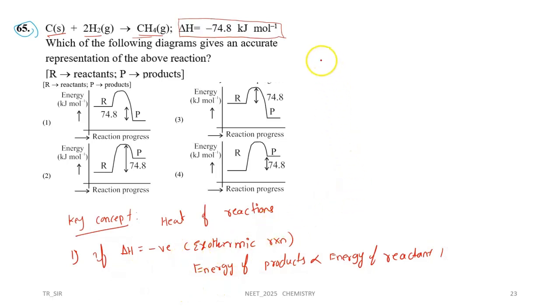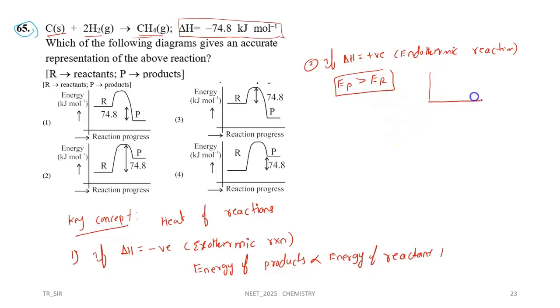Now, in case 2, if del H value is positive, that means it is an endothermic reaction. So what happened in this case? Energy of product is more than energy of reactant. So how will the graph come? For the endothermic case, you will get energy versus reaction coordinates, and you may get the graph like this.